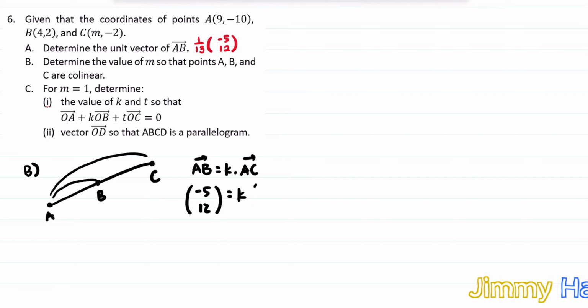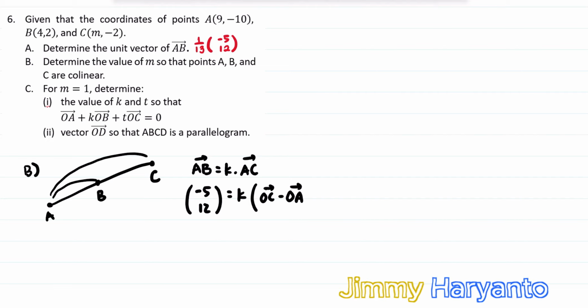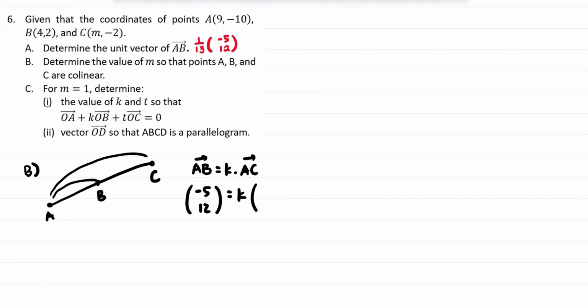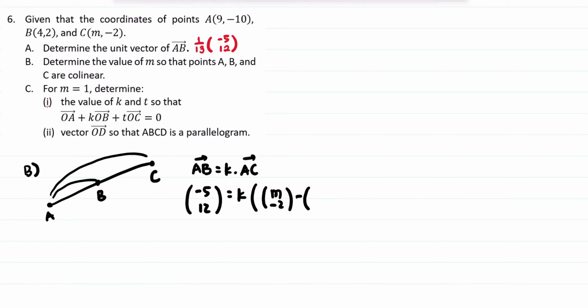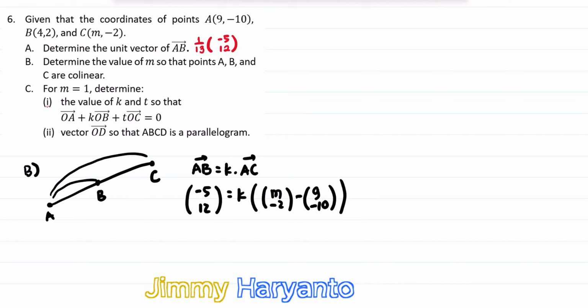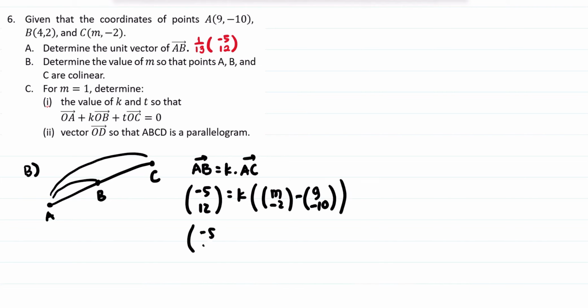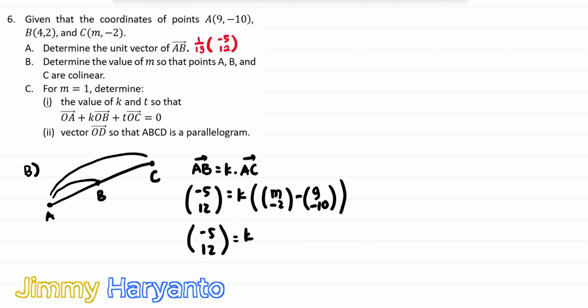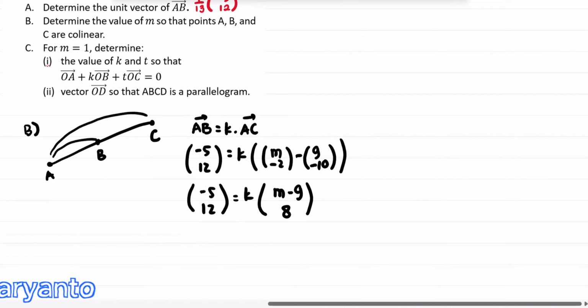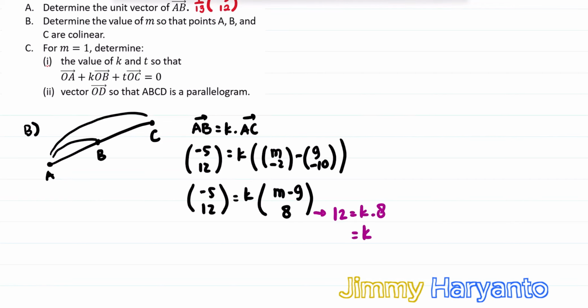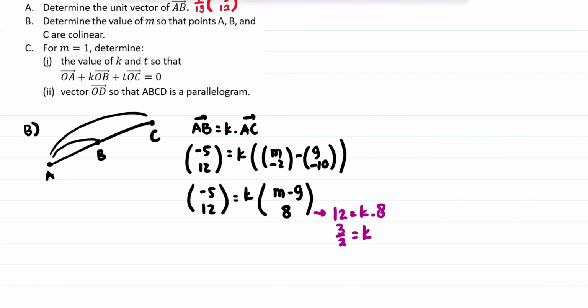AC. AC means OC minus OA, so I can replace the OC directly. OC is (m, -2) minus OA, which is (9, -10). So we will have (-5, 12) equals k times (m minus 9, 8). From the j component, I will have 12 equals k times 8. That means k equals 12 divided by 8, which is 3 over 2.